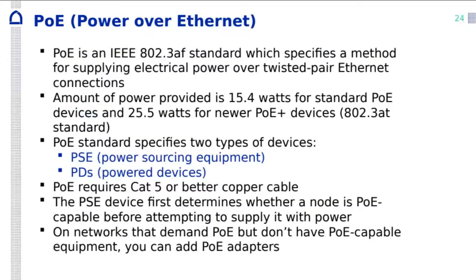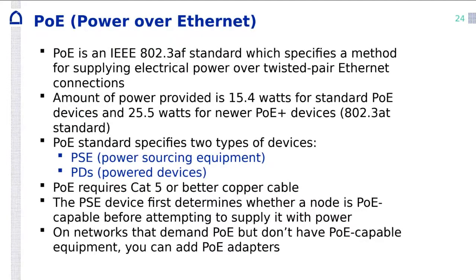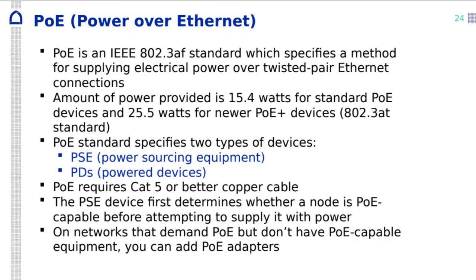We have also power over Ethernet, and this is defined by the IEEE 802.3af standard. It is a method for supplying electrical power over twisted pair Ethernet. The amount of power is not very high. It is only 15.4 watts for a standard PoE device and 25.5 for the newer PoE device. You just need it to power your device.